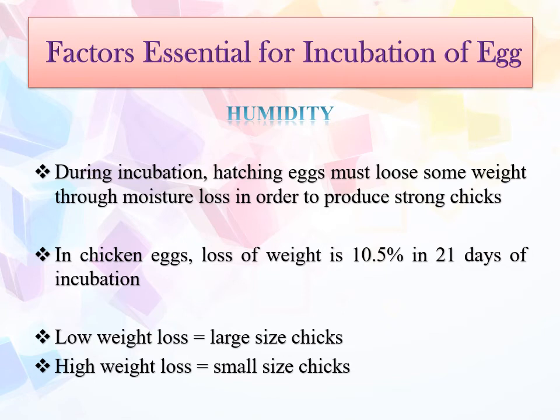So why must this humidity be maintained? This humidity is very essential for losing some weight through moisture loss or water loss in order to produce a strong chick. For a chicken egg, in 21 days of incubation, the egg must lose around 10% of its weight. Then and only then will the chicks born be strong. Suppose you put a 50 gram egg in the incubator, if the proper humidity is maintained, after 21 days of incubation you will find that the chick will be born with 45 gram body weight, and it is the ideal one.